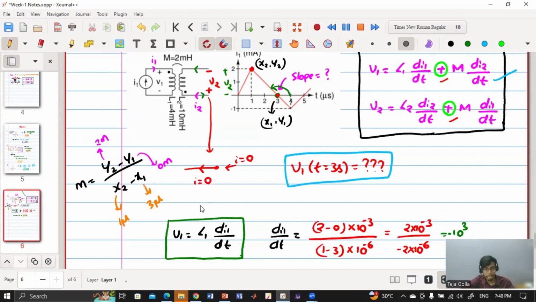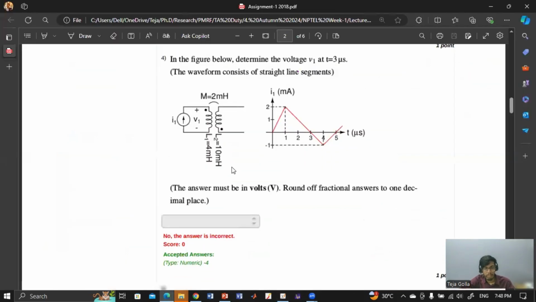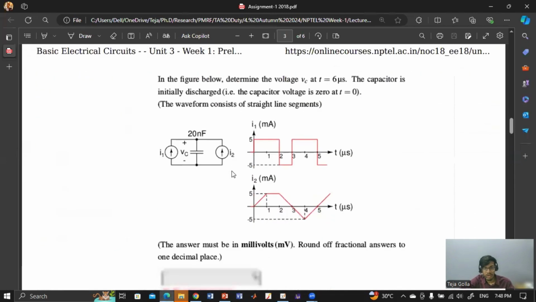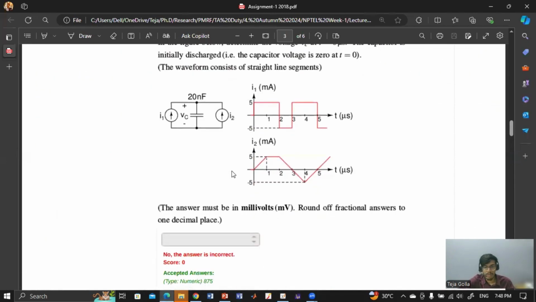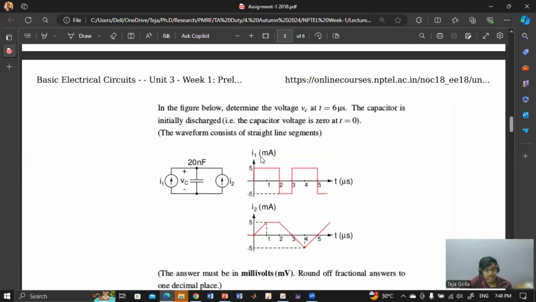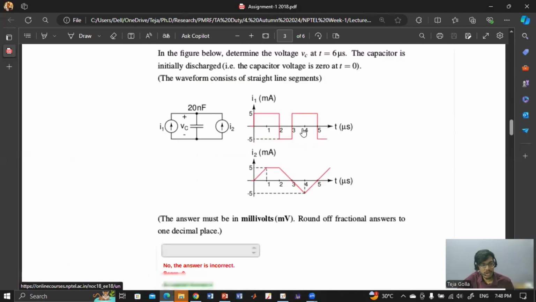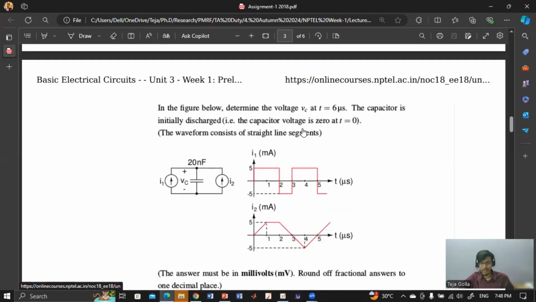Okay. We'll be getting time to solve maybe one more question. So we'll see which question is good. This question, yeah, we can solve this question also. This is regarding capacitor. So you just read out the question. They have given a capacitor with current sources, and they're asking what is the voltage VC at time t equal to 6 microsecond.